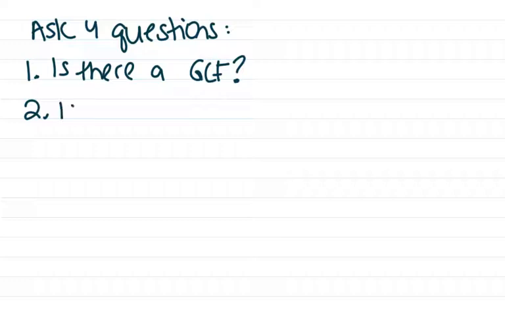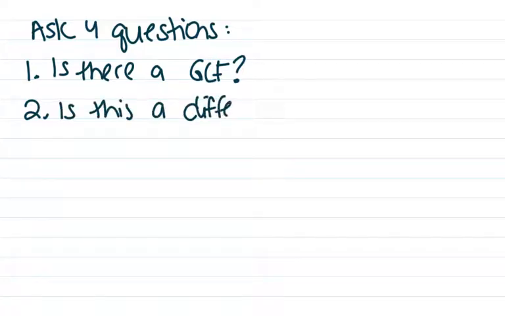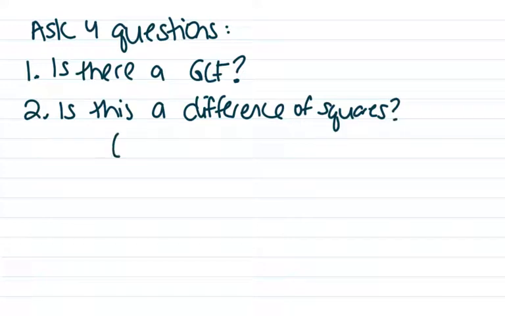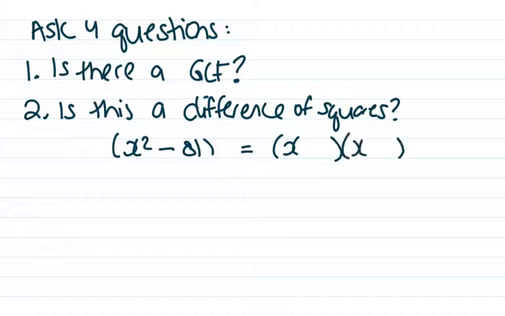Secondly, we ask, is this a difference of squares? So that would be 2 perfect squares separated by a subtraction sign. So for example, x squared minus 81. And then you would just take the square root of both. So the square root of x squared would be x. Put that in each bracket. The square root of 81 would be 9. Put that in each bracket. Add 1, subtract 1. The third question, we say, is this a trinomial?